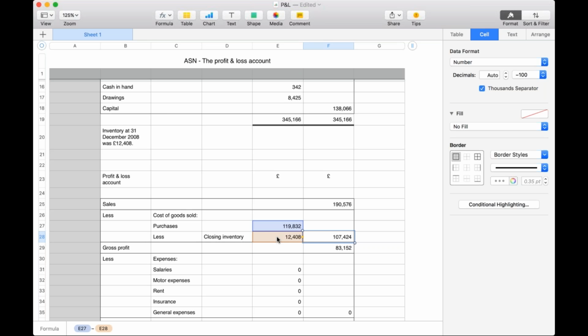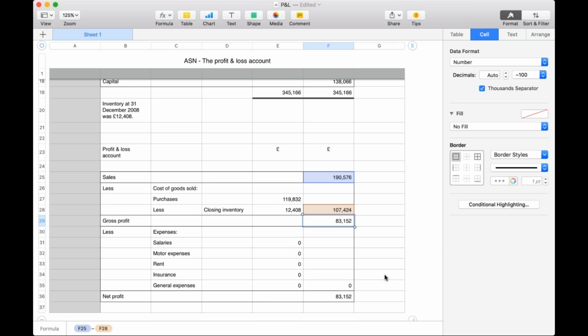So our next figure in the P&L is gross profit. So that is 190,576, which is our sales figure, less our net cost of goods sold, which is 107,424, and that gives us a gross profit of 83,152. So as you can see, we're not taking the 119,832 from the 190 because we had some of it left at the end of the period. So it's just to reiterate that fact, really. So hopefully that makes sense, and hopefully you can see how we got to the gross profit of 83,152.